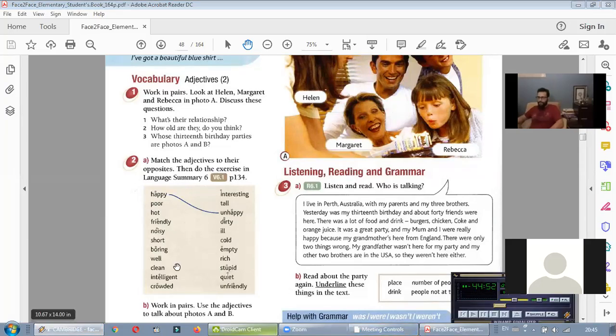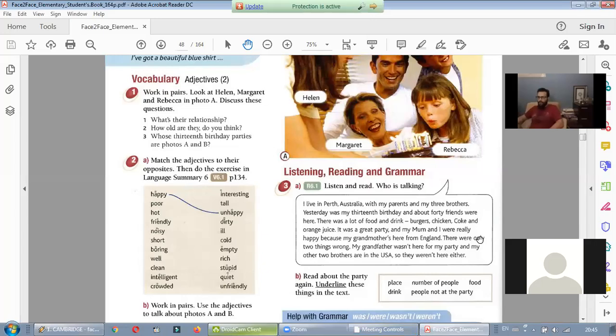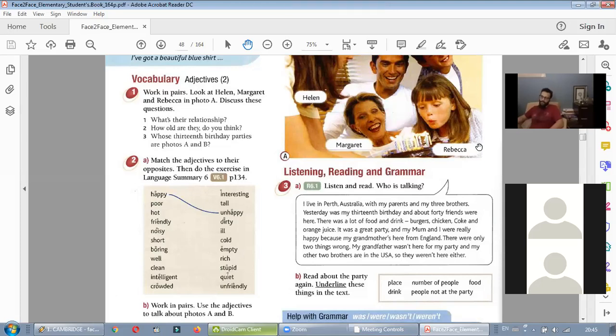Okay. So who's talking in this part? Rebecca. Yes, correct, she's the one talking here. Okay, so here it says, read about the party again and underline these 3 things in the text. We want to find information about the party.